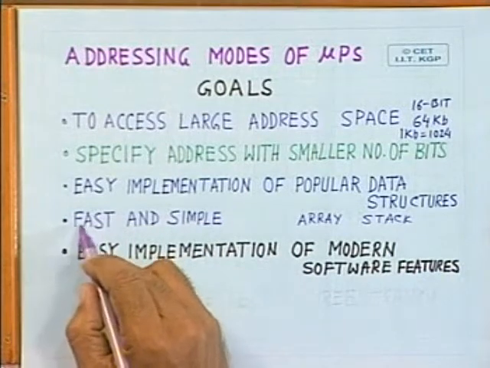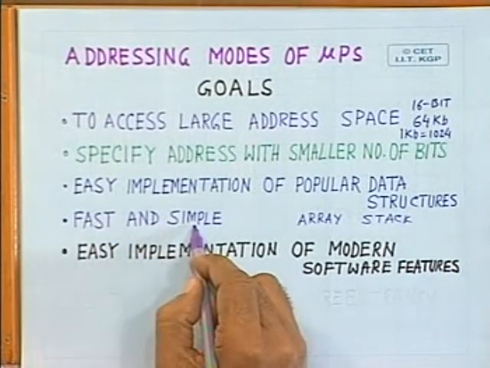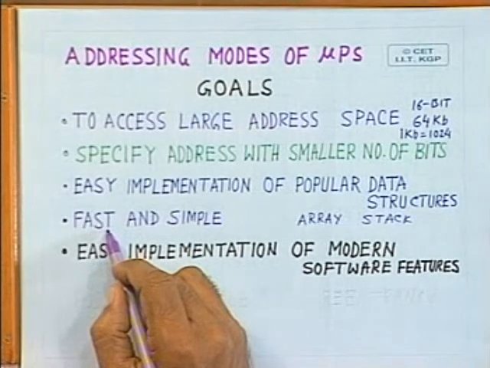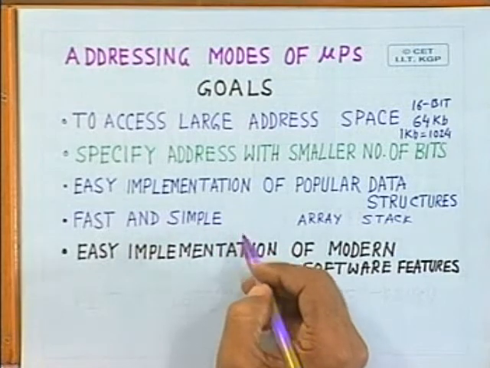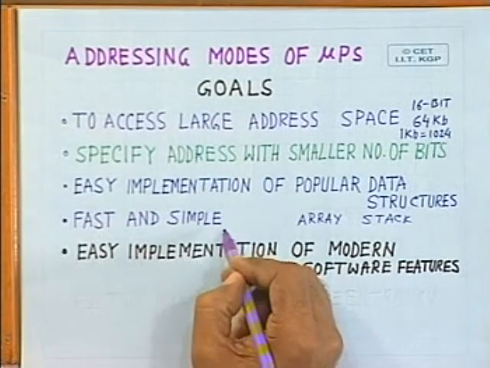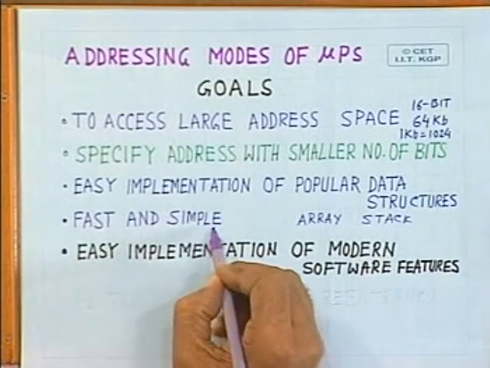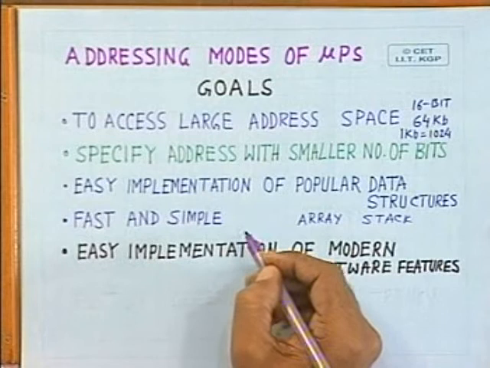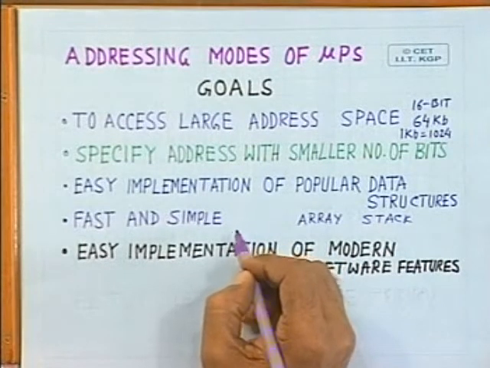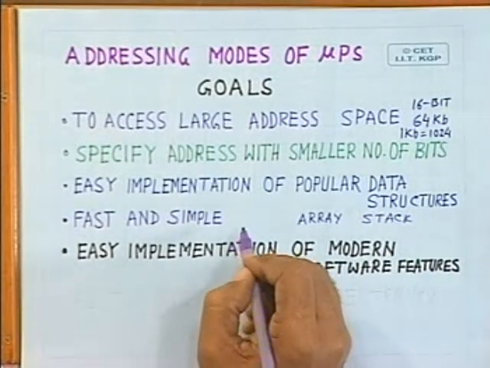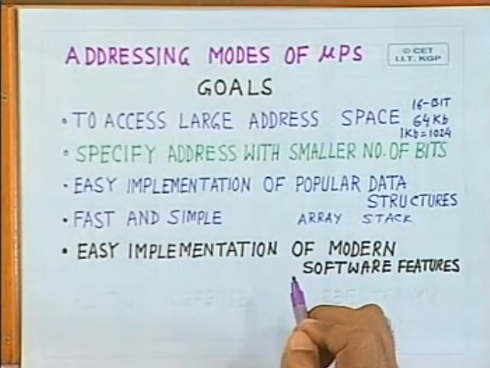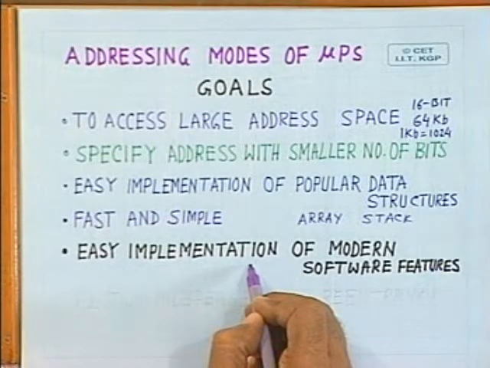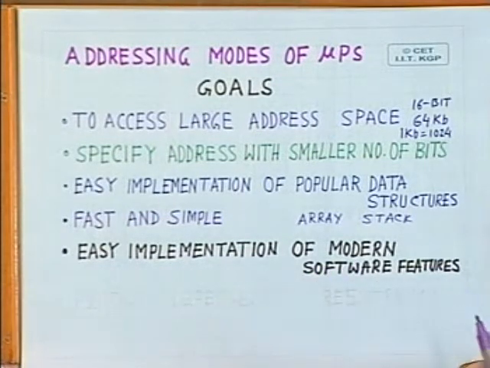Then the addressing mode should be fast and simple. That means to compute the address, it should not require additional hardware or take exorbitant time. So addressing mode computation to generate the address of a memory location or an IO location should be done in a very simple way and should not involve complex computation.